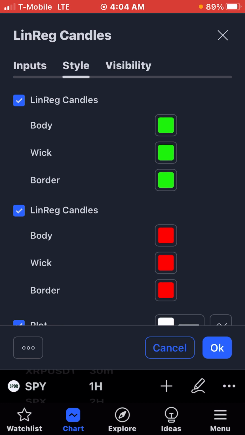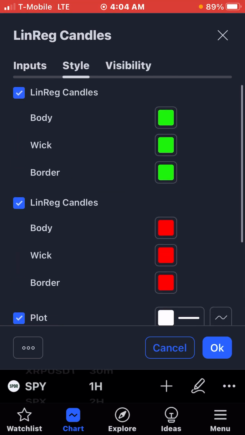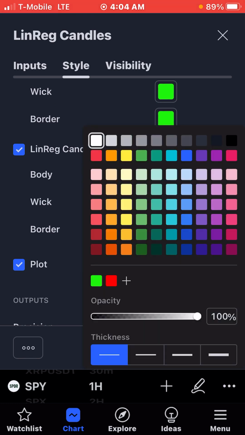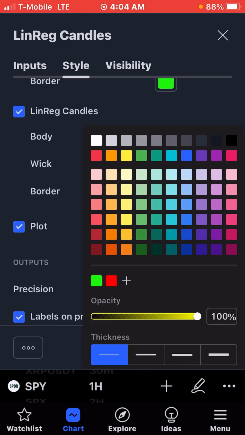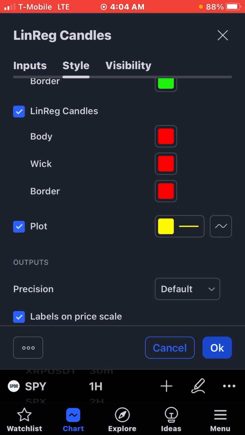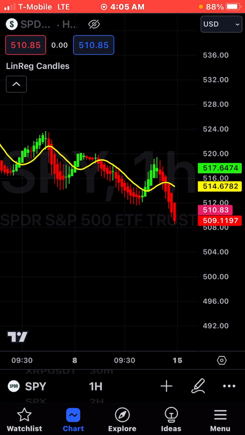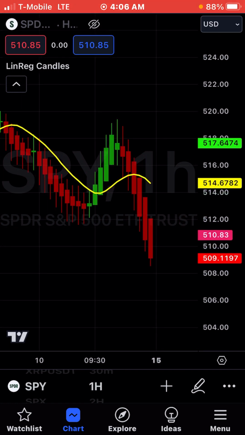So you've got your colors here of the linear candles, and the most important here is the plot line. So you want to have a color that stands out. Make it white, and I'm going to make it more thick. Here we go. So here's your strategy. It really stands out. So we've got the hour, we've got the linear candles, and this is all you have to go by. So now you can kind of see the linear line going through it.